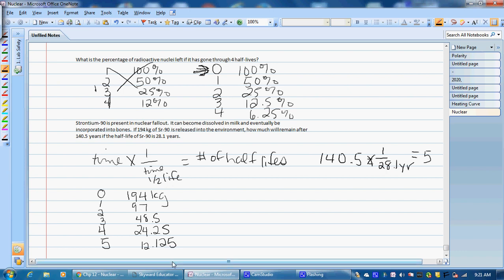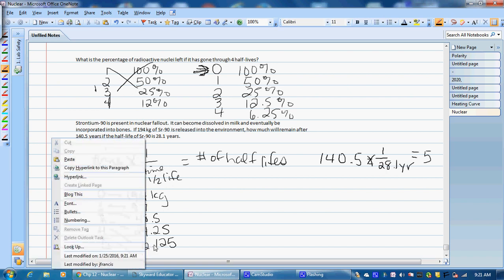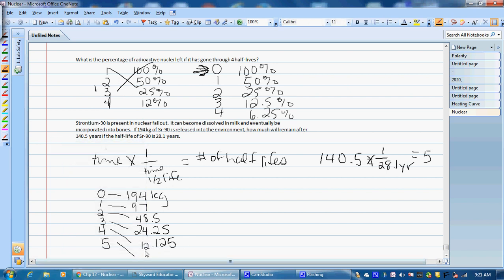Okay, so what are we trying to get to? Let's go back to our question. It wants to know how much will remain after 140.5 years. Okay. So we've got at 0, we've got at 1, we've got at 2, we've got at 3, we've got at 4, and I didn't write very well, so we have to divide this by 1 more time, and we get 6.06 kilograms, and that would be our final answer.